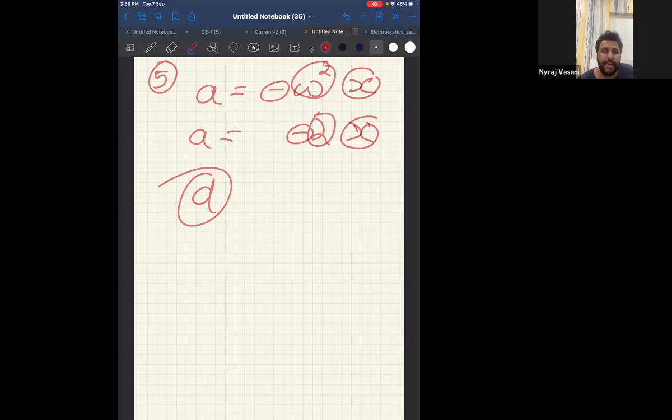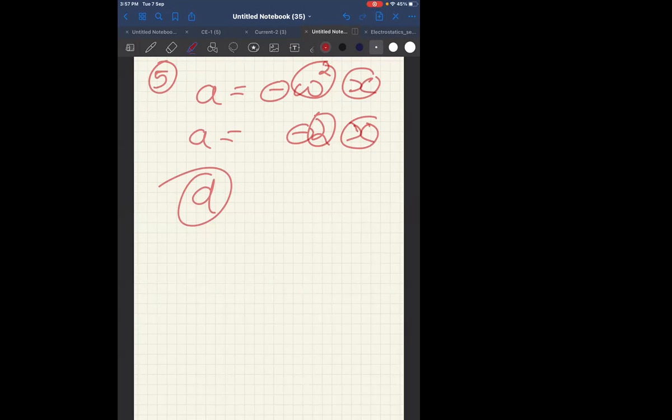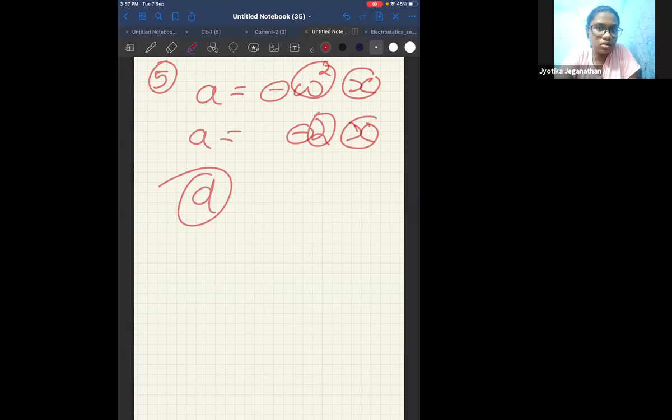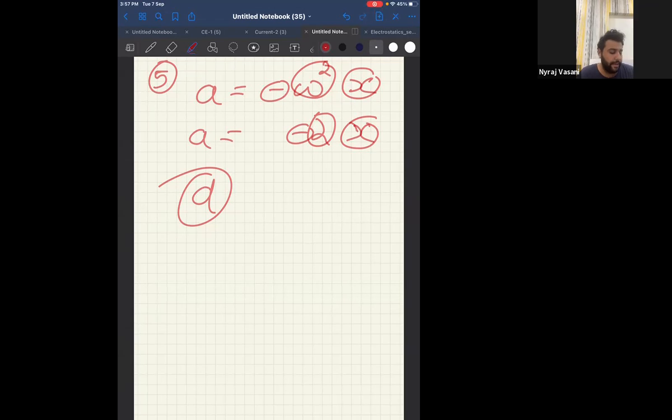Now check your notes and tell me which option matches your acceleration graph. Option A, option B, option C, or option D? Which option does it match? Option A, negative cosine. Negative cosine is option A itself. Just check.